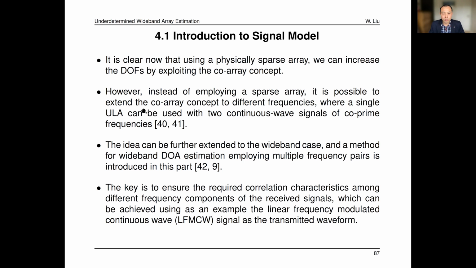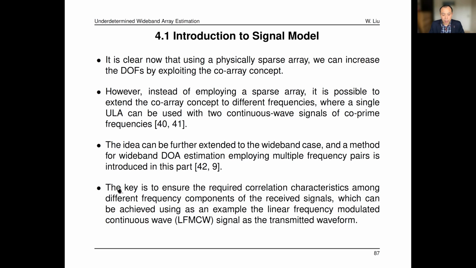So basically, you have to choose 2 signals with co-prime frequencies, and then you can both use the same URA, and then you can form a difference co-array and do underdetermined DOA estimation. So still here is a narrowband scenario. Now this idea can be further extended to the wideband case. A method for wideband DOA estimation employing multiple frequency pairs is introduced in this section 4. Basically, we extend to multiple frequency pairs because it's wideband.